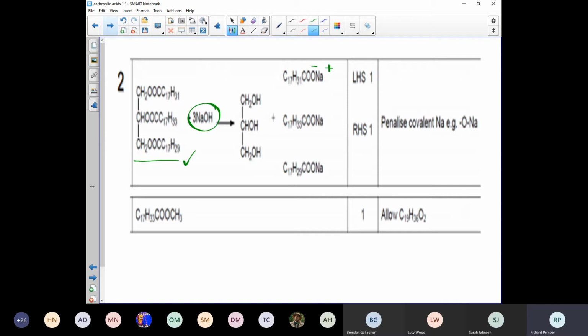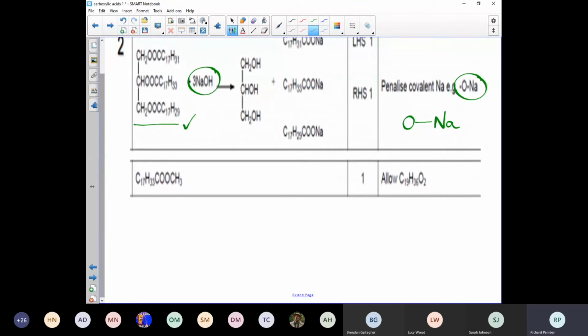And certainly also it said don't put a formal bond in between the oxygen and the sodium. So that would be a crime. And then we've got our biodiesel molecule at the end. They've allowed the molecular formula. We said we weren't as happy with that, so we've picked the mark up for our structure of the methyl ester. Okay.